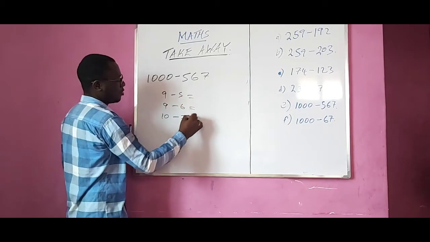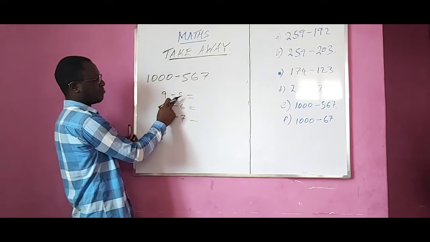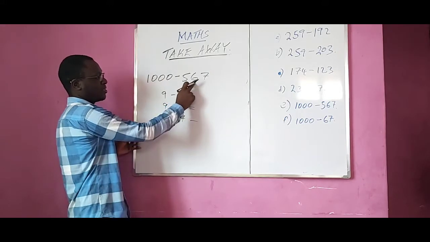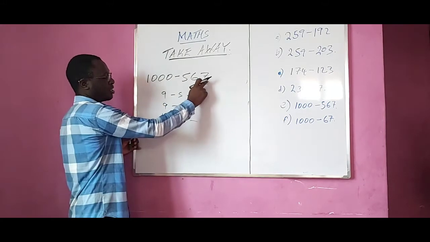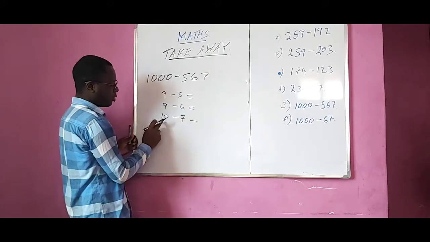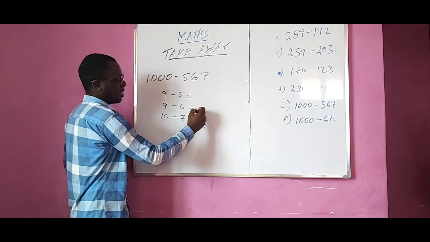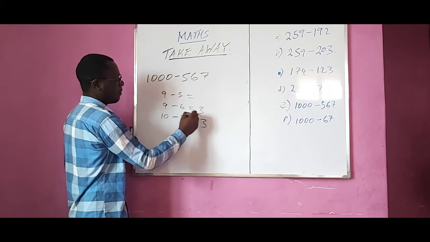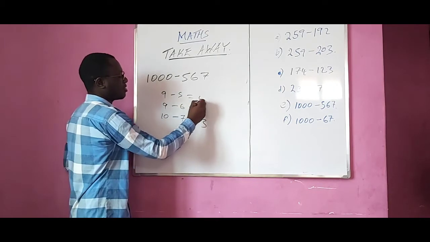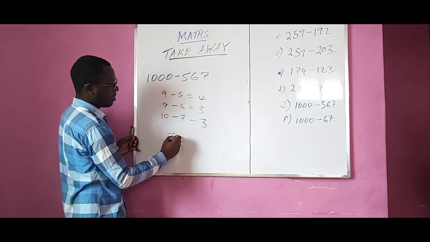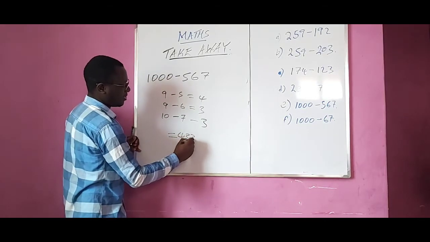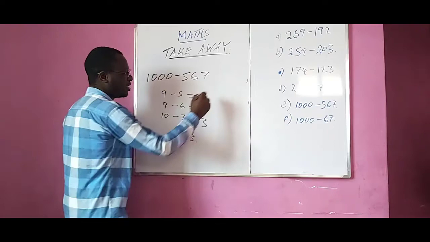This is 5, goes to place value of 100. 6 goes to place value of 10. 7 goes to place value of 1s. Now 10 take away 7 is 3. 9 take away 6 is also 3. Then 9 take away 5 is 4. So your answer is 433.